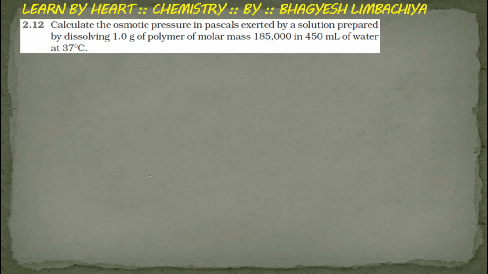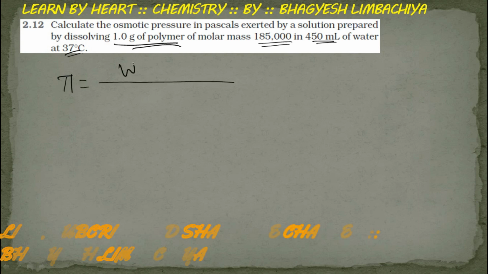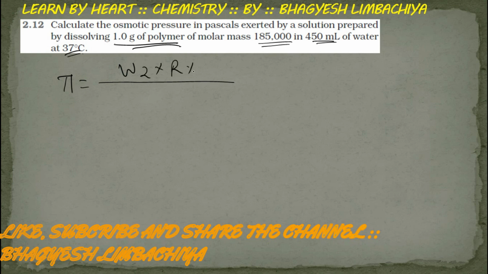Next, calculate the osmotic pressure in pascals exerted by a solution prepared by dissolving 1 gram of polymer of molecular mass 185,000 in 450 ml of water, and the temperature is given as 37 degrees Celsius. So a simple formula will be applied. Pi equals W2 RT by M2 multiplied by V.